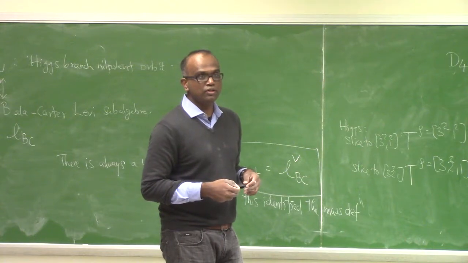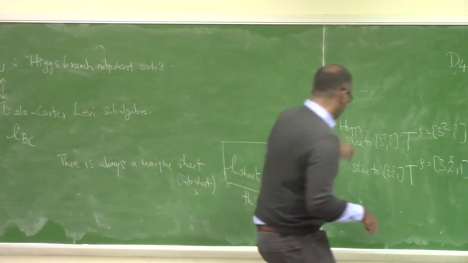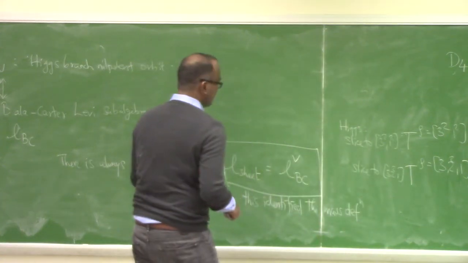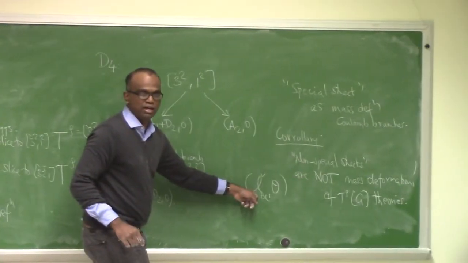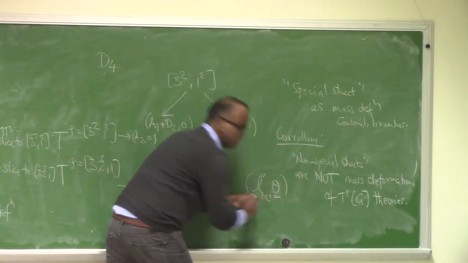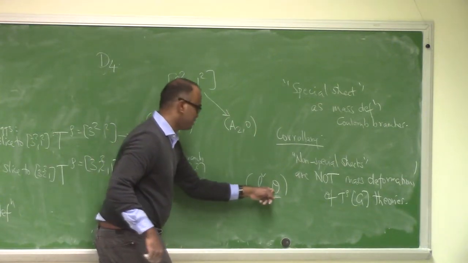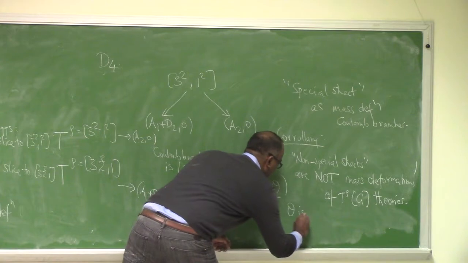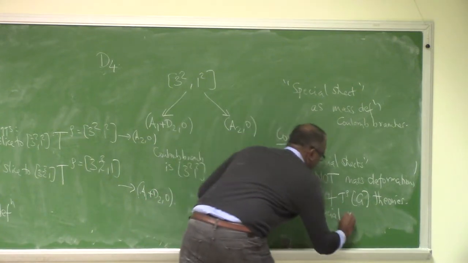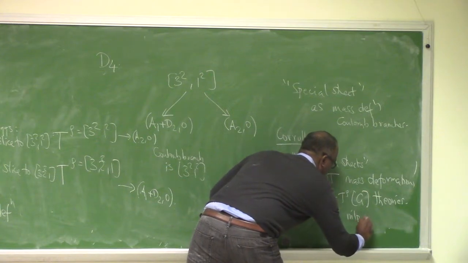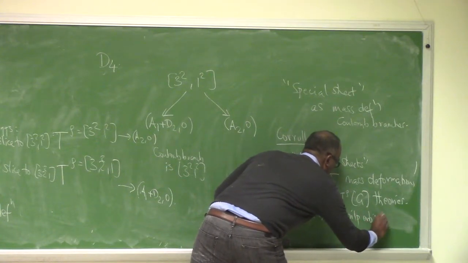Special just means that it arises. Okay, good. I didn't tell you what it means. So special means that in this pair, I only told you that this guy is always the Langlands dual of Bala-Carter. I didn't tell you what this is. It turns out this is always a special nilpotent orbit in this Lie algebra.